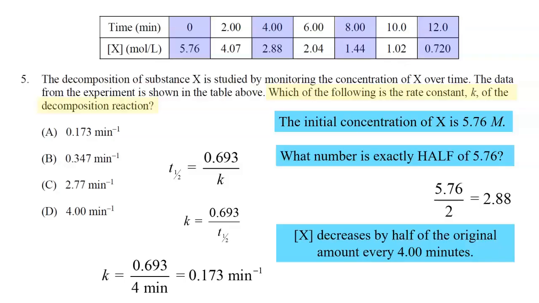So based on this information from the data table and using the half-life equation from the equation sheet, the correct answer to question 5 is choice A, 0.173, and the units are inverse minutes.